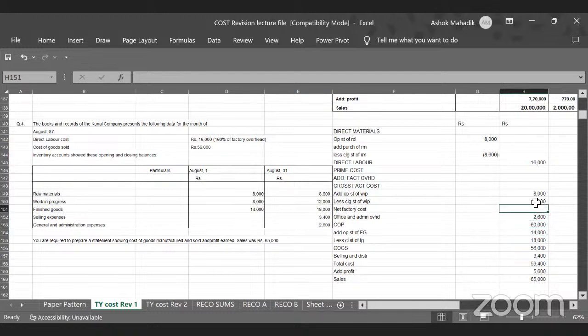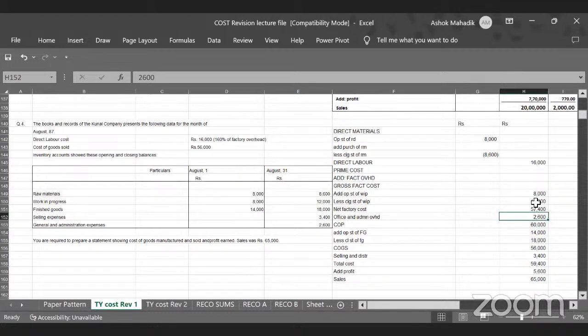Now what else is missing? Net factory cost is missing. We have cost of production, we have office overheads also. Normally what we do, net factory cost plus office overheads gives cost of production. Now it will be reversed. You will do cost of production minus office overheads, you will get net factory cost. So it will be 60,000 minus 2,600.